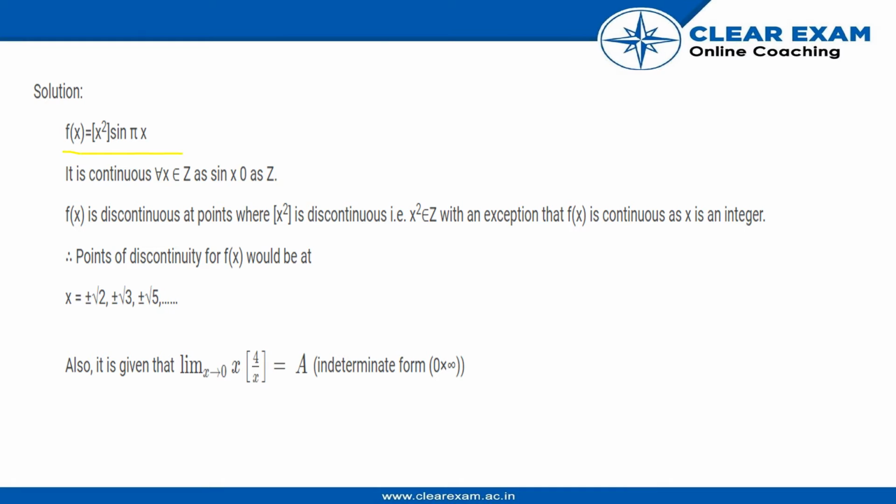So this is f(x) which has been given to us, and f(x) is discontinuous at points where the greatest integer of x square is discontinuous. That is, x square does not belong to Z, with an exception that f(x) is continuous as x is an integer. So therefore the points of discontinuity for f(x) would be x is equal to plus minus root 2, plus minus root 3 and plus minus root 5 and so on.